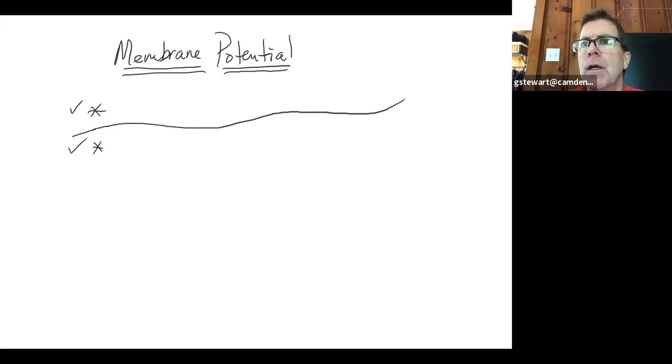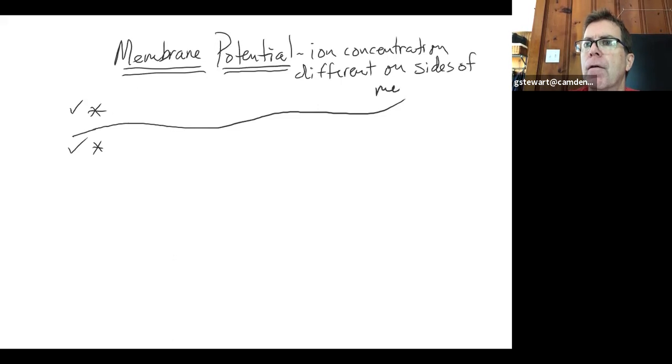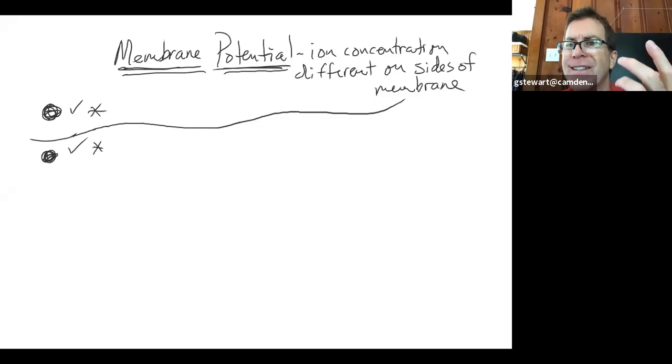And so the ion concentration is going to be different on one side of the membrane from the other. So membrane potential, those words, that's what it means. It just means there's a different ion concentration on this side than there is on this side. And that creates a difference.